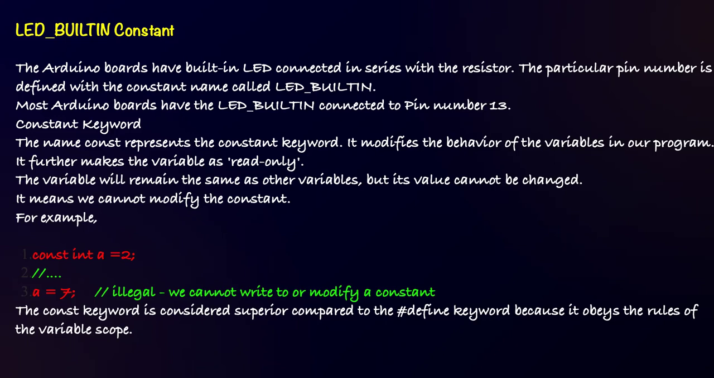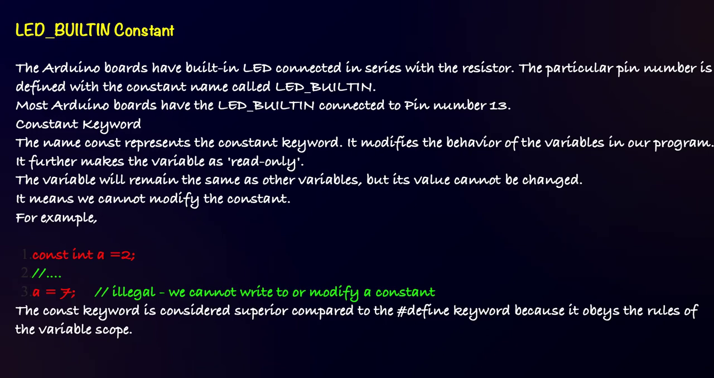That means if you want to assign a value to a certain variable type, and you want that nobody is able to change the value ever further in the code, you need to use the constant keyword. Once you declare it, nobody will be able to change it, whatever they do in the code. It will become read only. That's why it is written: the variable will remain the same as the variable, but its value cannot be changed, of course. It means we cannot modify the constant.